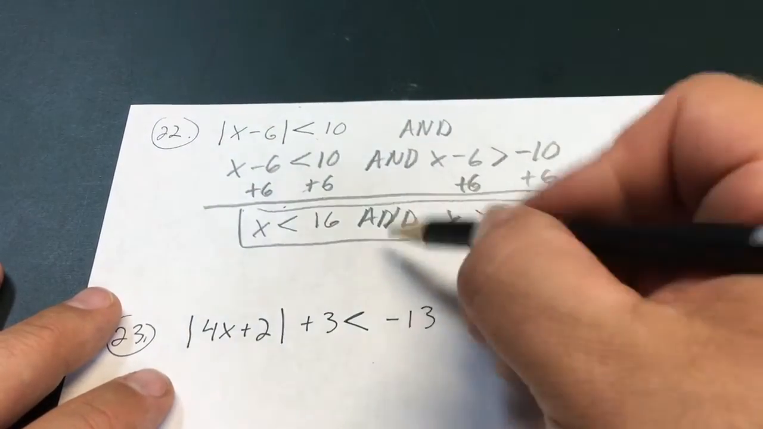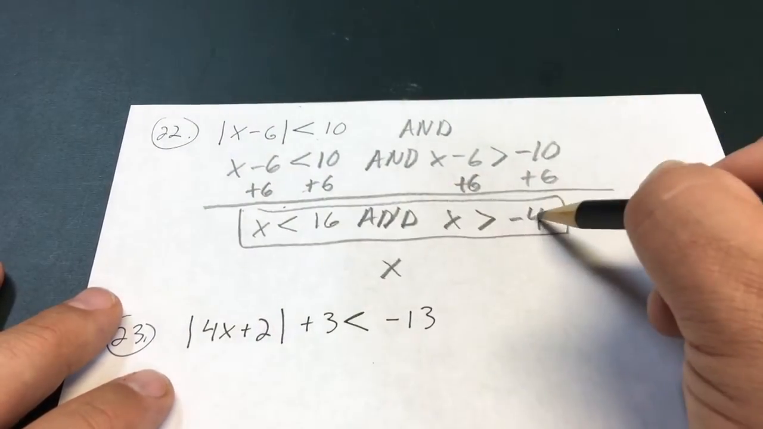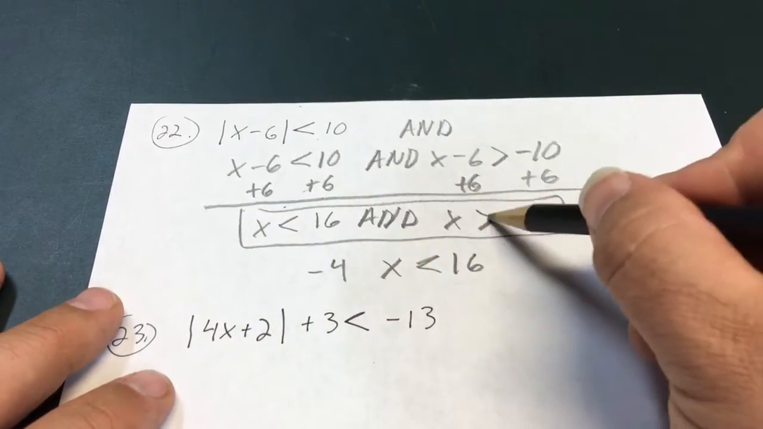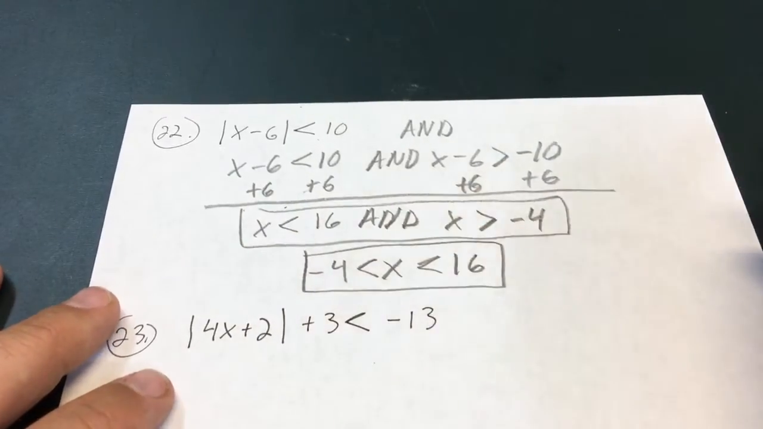And that's my two answers. They might want me to write it as an inequality, like a nested inequality. So x is bigger than negative 4. The negative 4 would go on the left, and the 16 would go on the right. And notice, the alligator eats the 16, and the alligator eats the x. So that would be the final compound inequality answer.